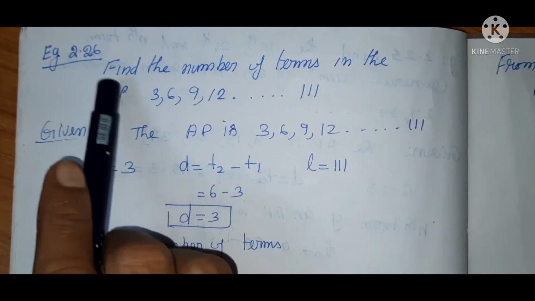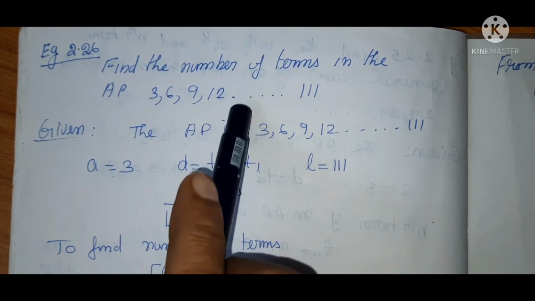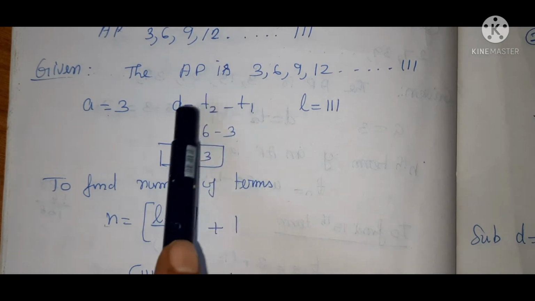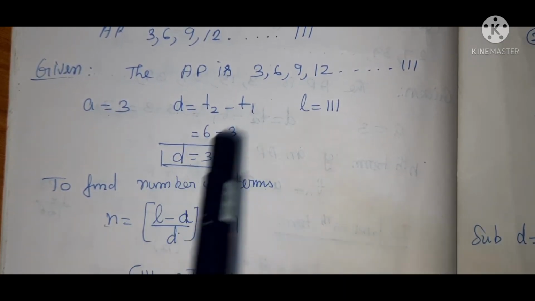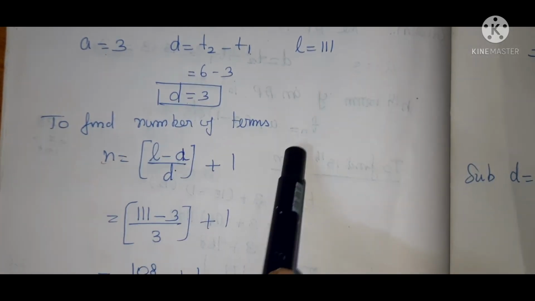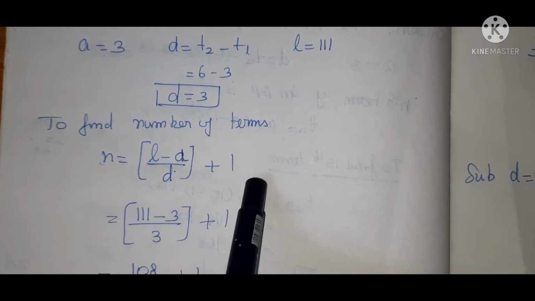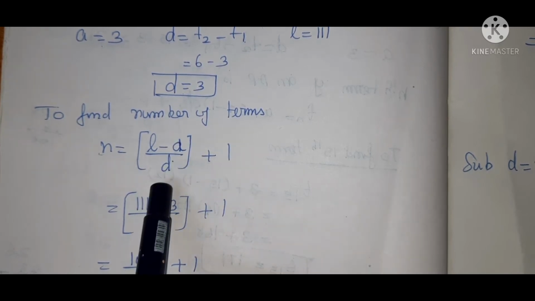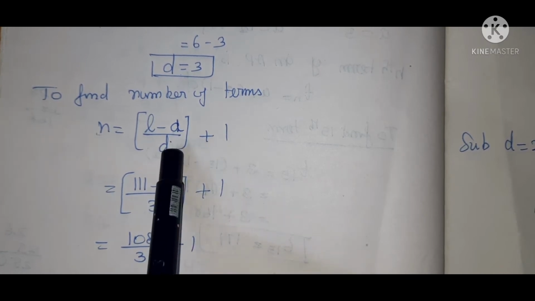Example number 2.26. Find the number of terms in the AP 3, 6, 9, 12 up to 111. Here a is 3, d is t2 minus t1, 6 minus 3, which is 3. So d is 3 and l is 111. To find the number of terms, the formula is n equals (l minus a) by d plus 1. Here l is the last term, a is the first term, d is the common difference. Last term is 111, first term is 3, common difference is 3.